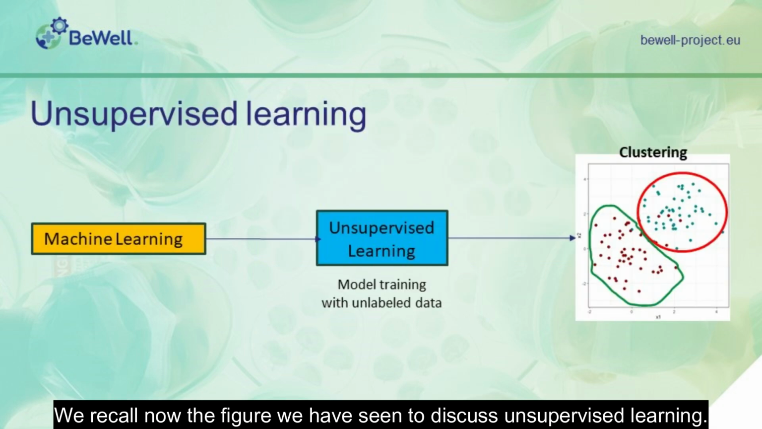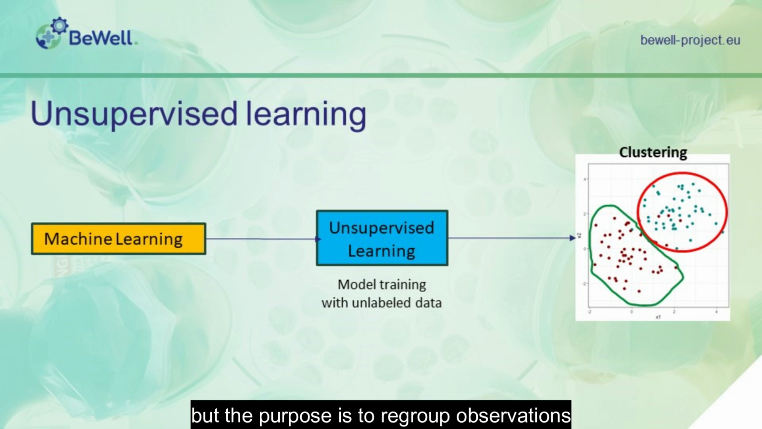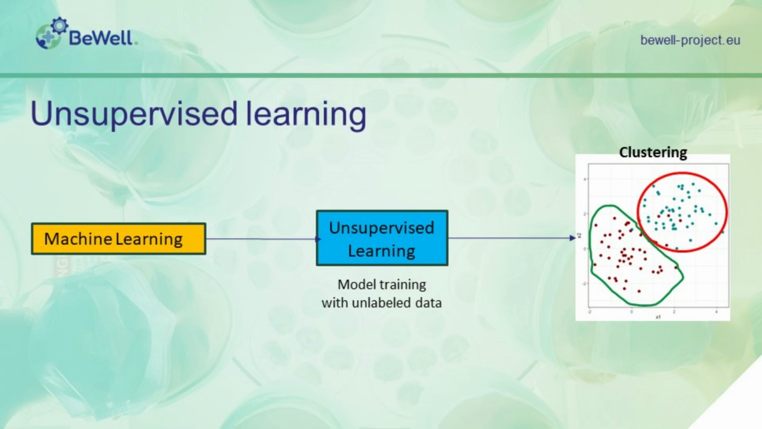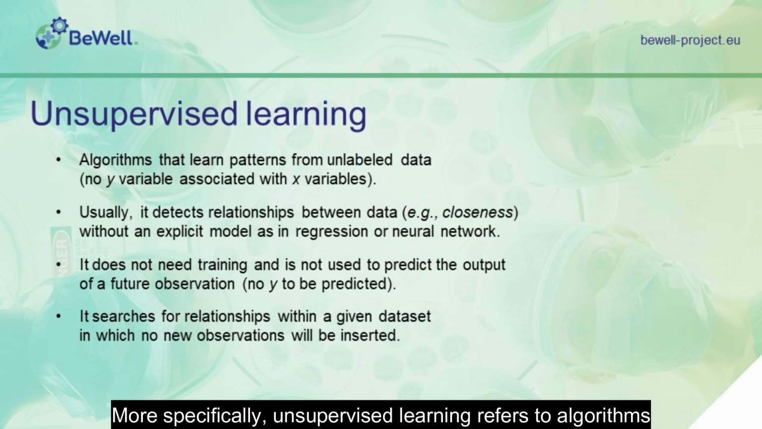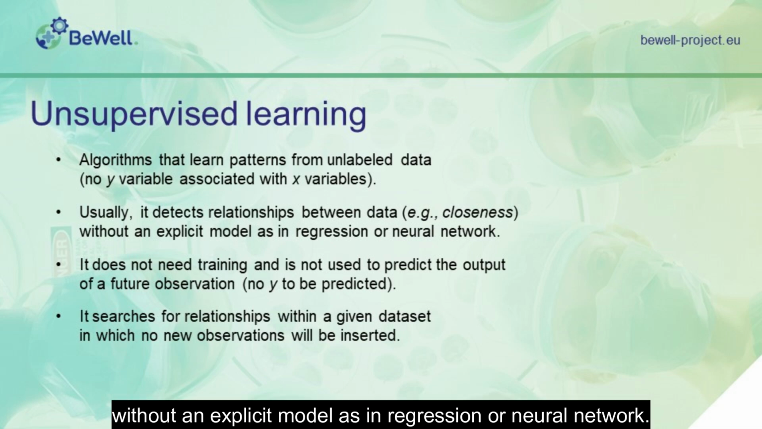We recall now the figure we have seen to discuss unsupervised learning. This shows that, as previously mentioned, in unsupervised learning there is no label associated with the observations. But the purpose is to regroup observations that are similar to each other, or better, to cluster them. More specifically, unsupervised learning refers to algorithms that learn patterns from untagged data with no label, without an explicit model as in regression or neural network.